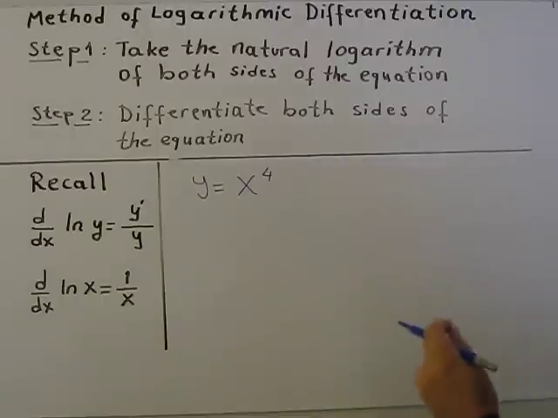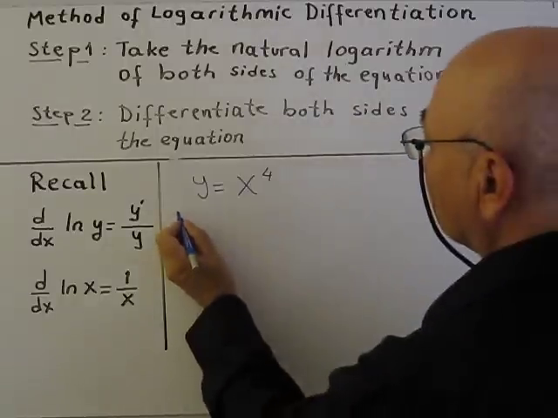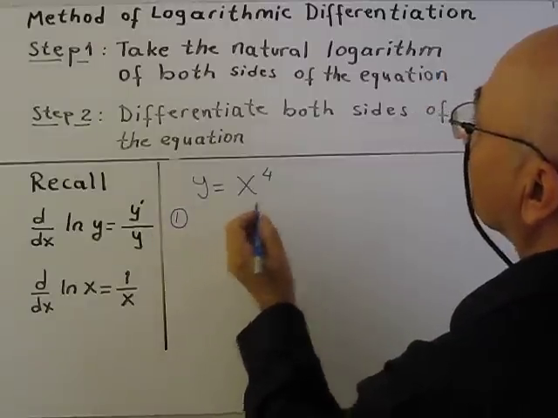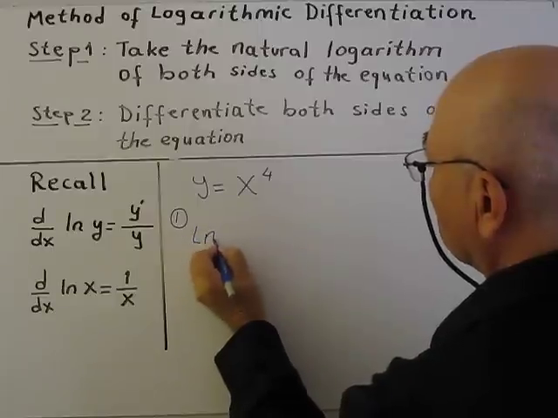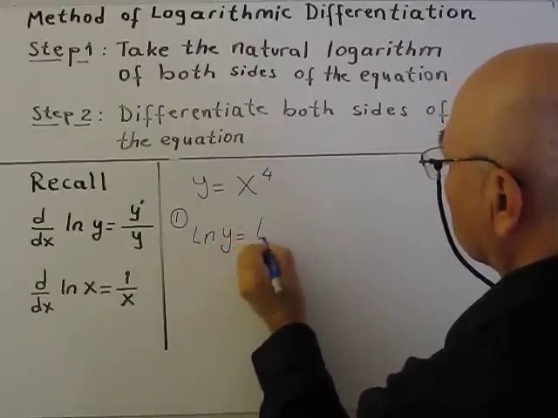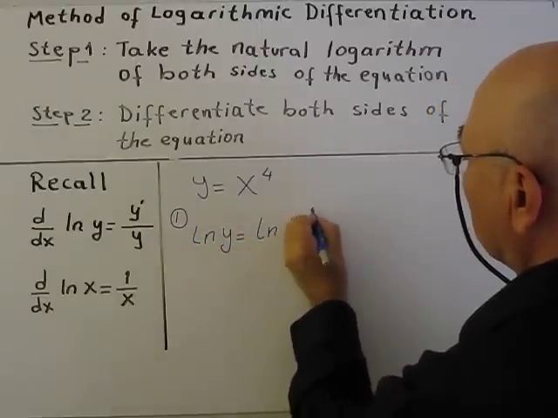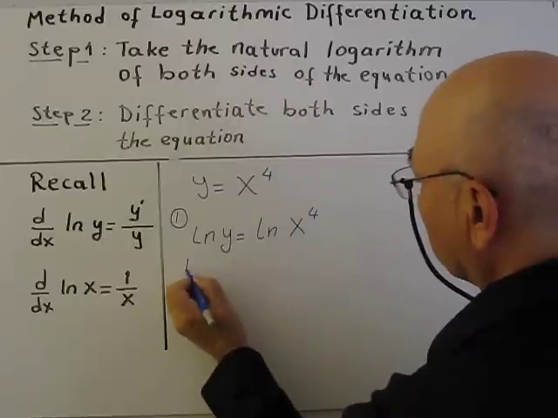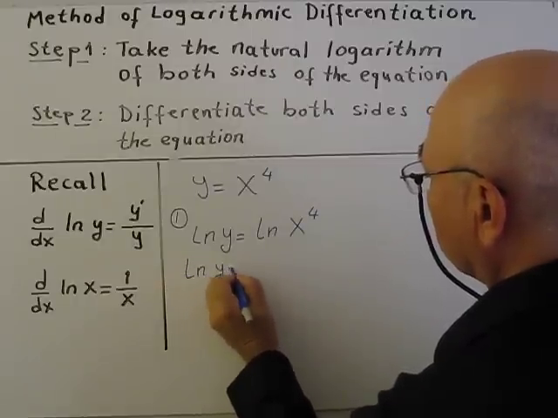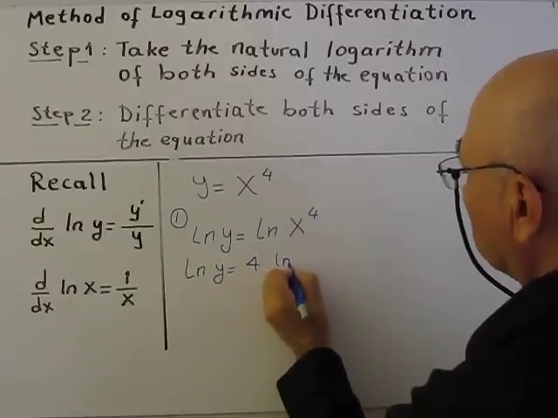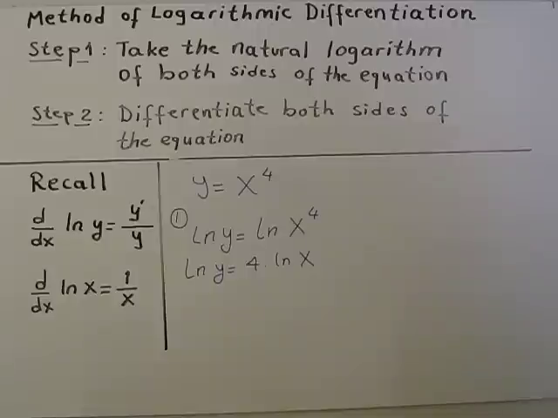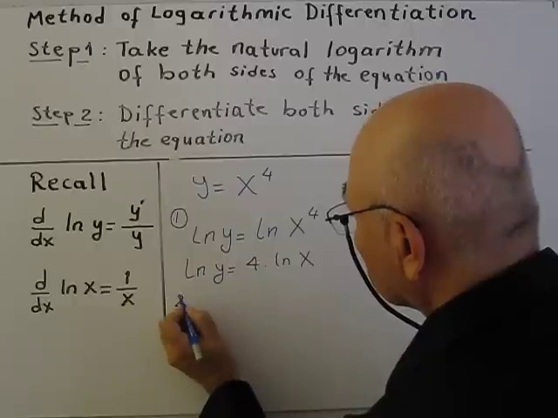Okay, so we take step one, take the natural logarithm of both sides. So natural logarithm of y equals natural logarithm of x to the power 4. So again, natural logarithm of y, 4 comes to the front, and then ln x. So we completed step 1. Let's go to step 2.